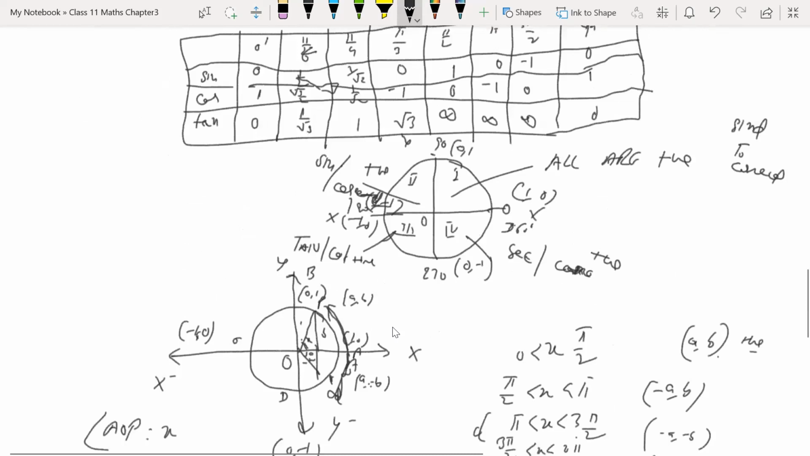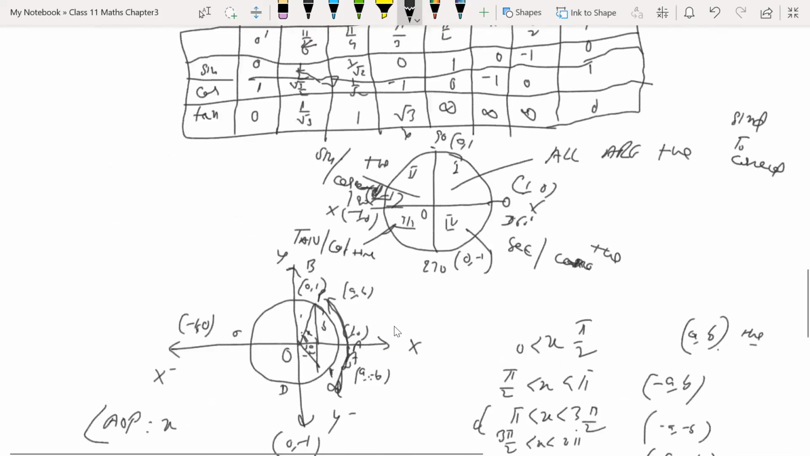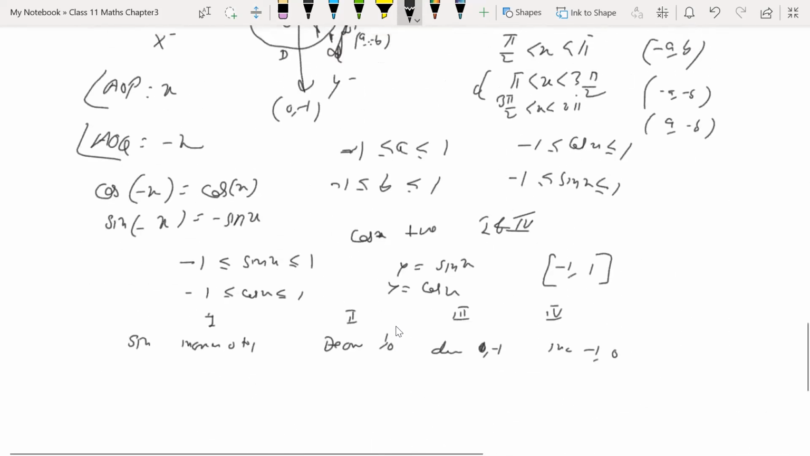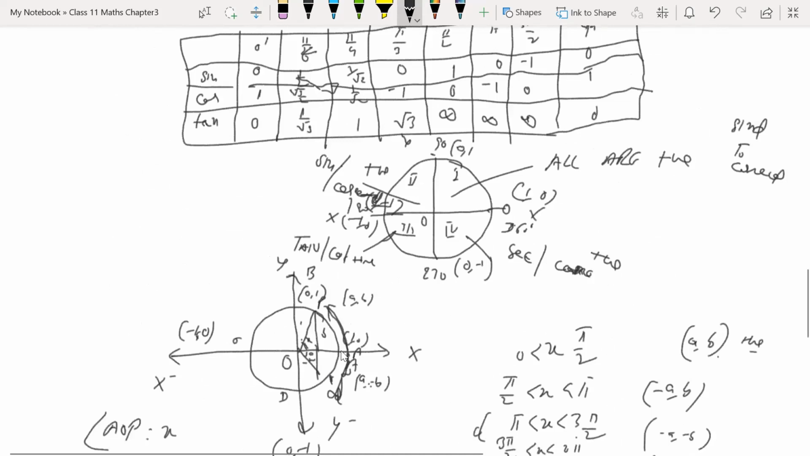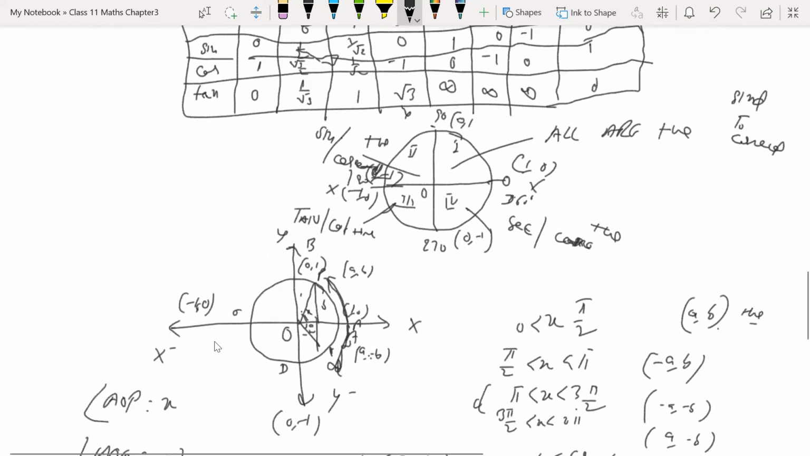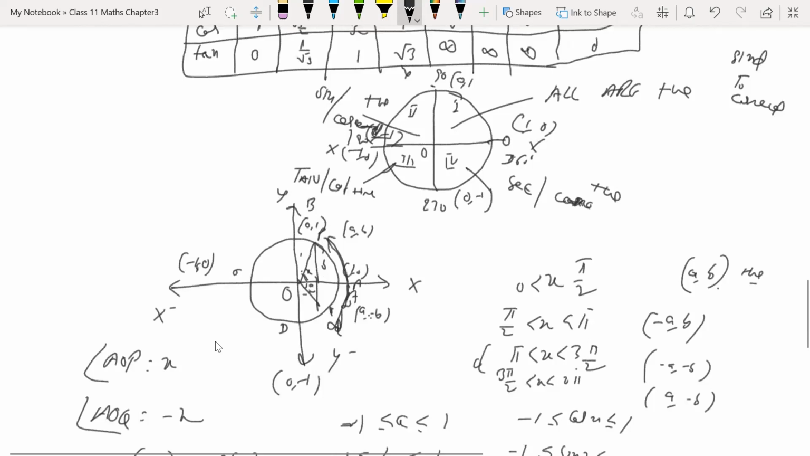How? Let's think. It increases from 0 to 1, then decreases from 1 to 0, then decreases from 0 to -1, then increases from -1 to 0. That's the behavior.